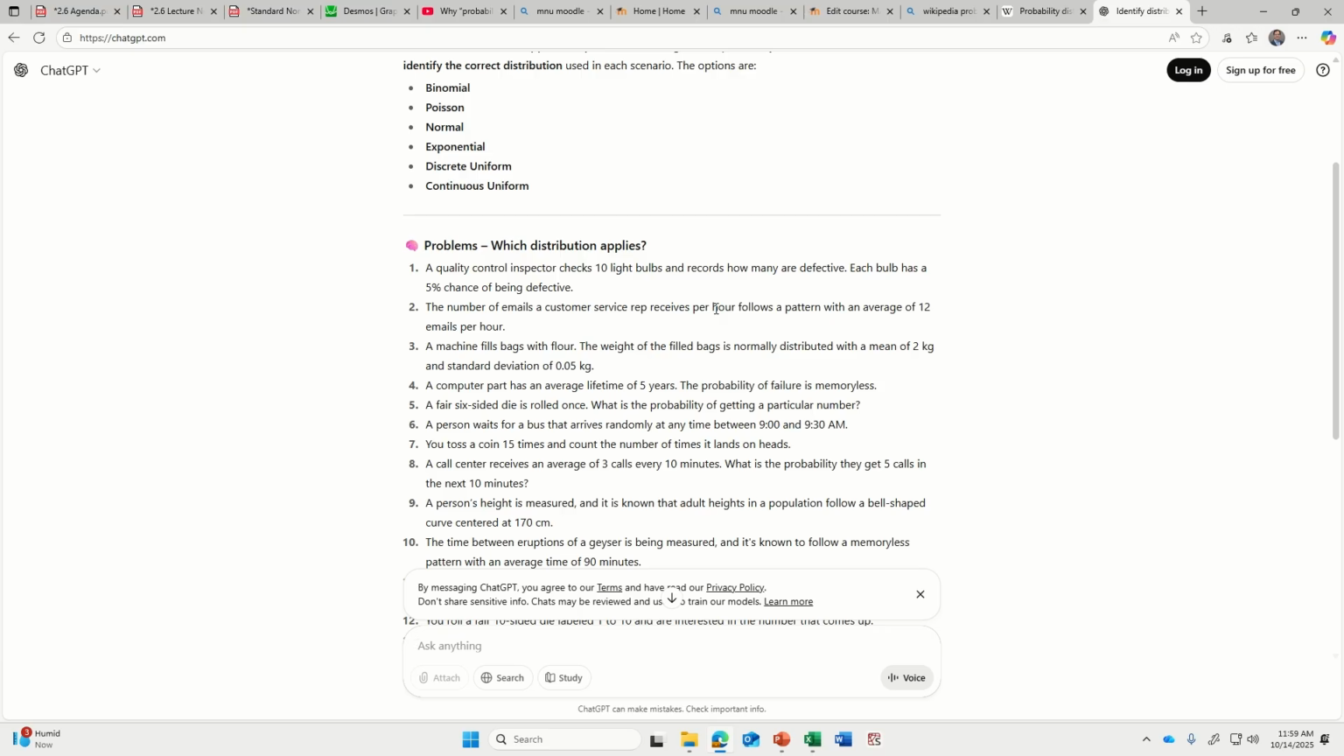But anyways, you see my point. This is how you can use ChatGPT to study. And you can tell it your answers. It'll tell you what you got right, what you got wrong. It's pretty good.